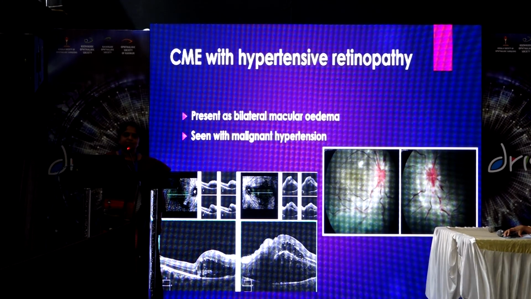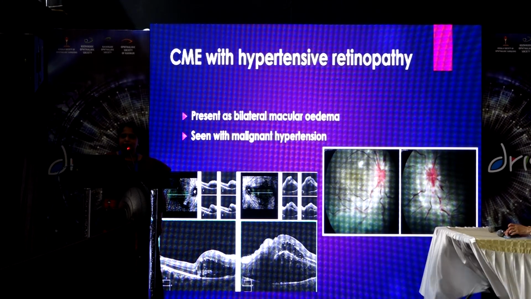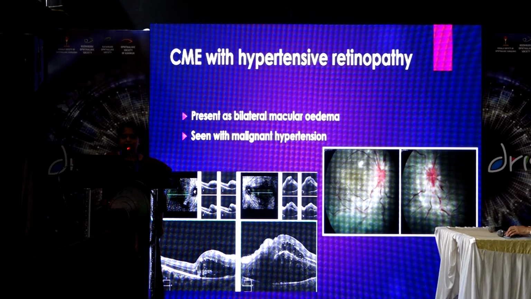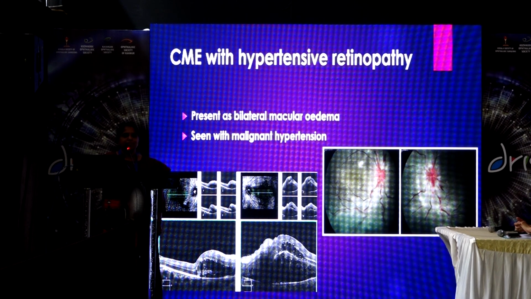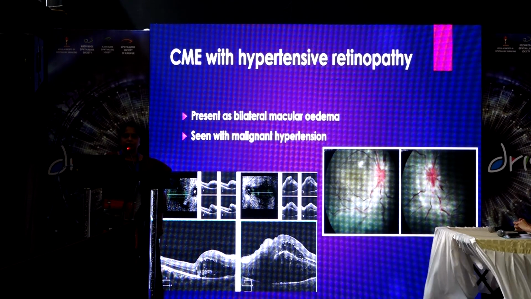Hypertensive retinopathy presents as bilateral CME. It can present in grade 4, that is in malignant hypertension. And actually it doesn't need any ocular treatment because it improves with control of hypertension.